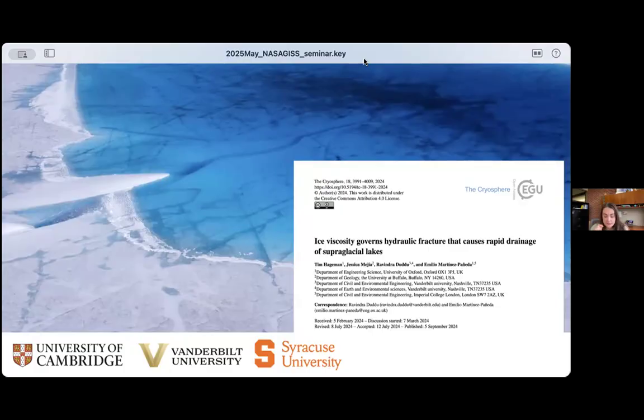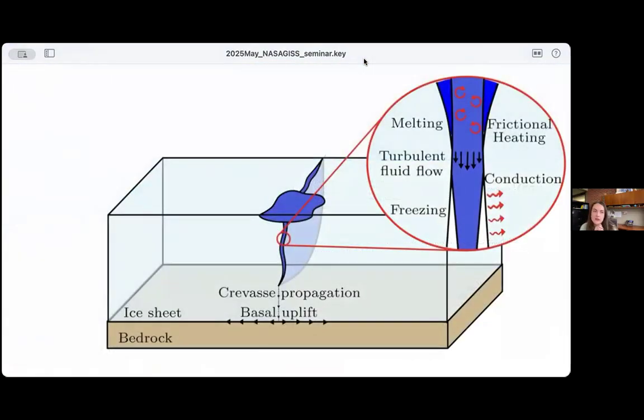We were working on a supraglacial lake drainage model that would be able to model in a lot of detail this hydrofracturing process. So including melting, frictional heating, turbulent flow, freezing, conduction, but then also including the ability to explore a viscoelastic and elastic fracturing response to a lake drainage event, even on the short time scales that have been involved.